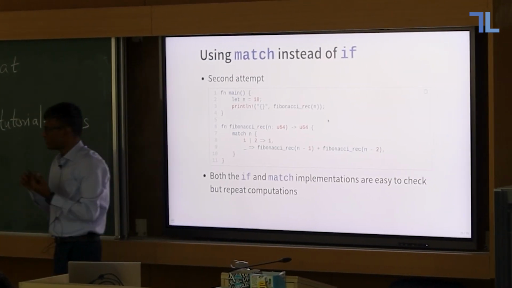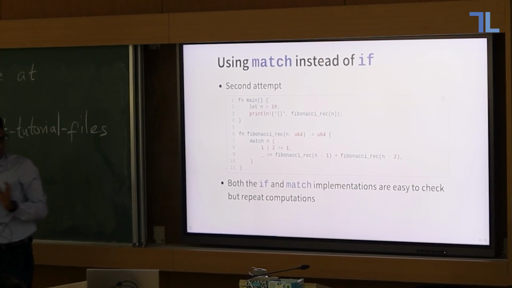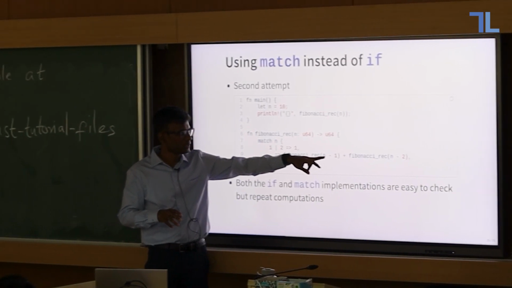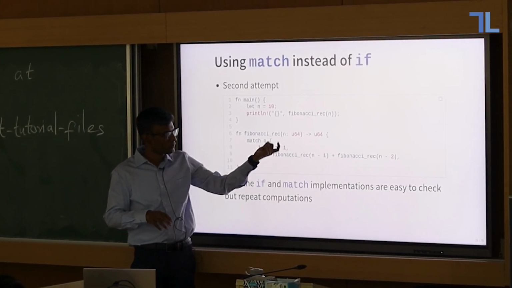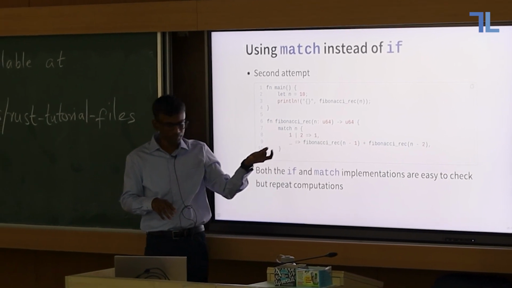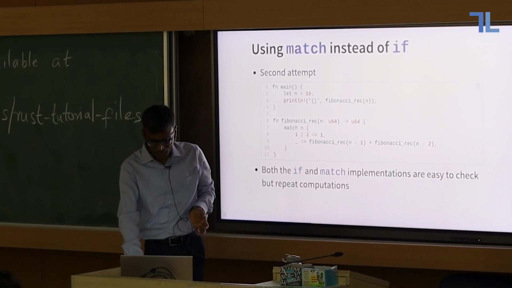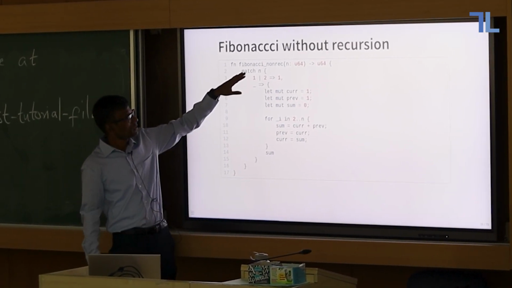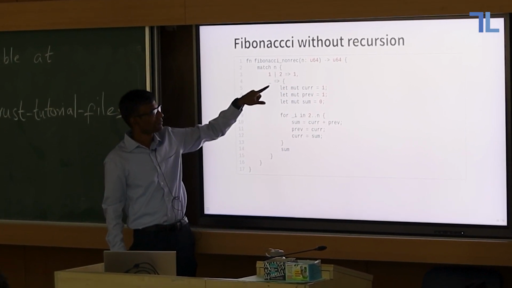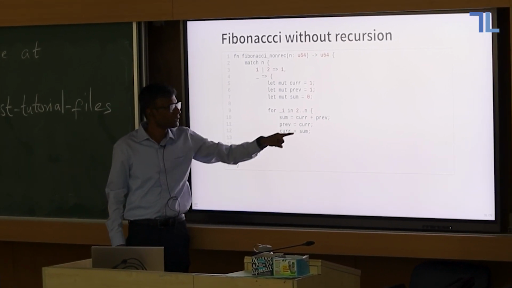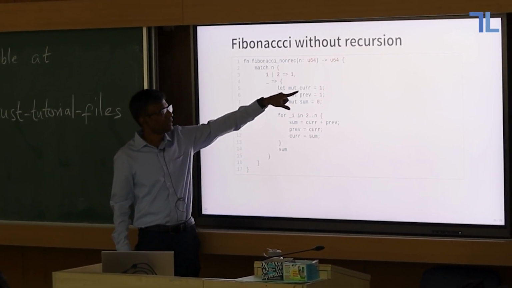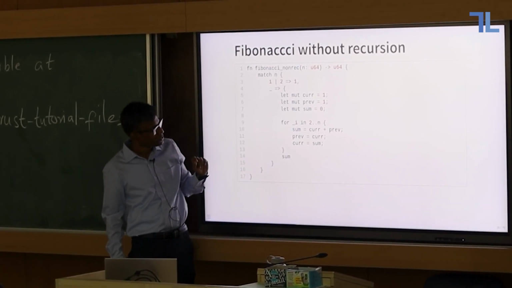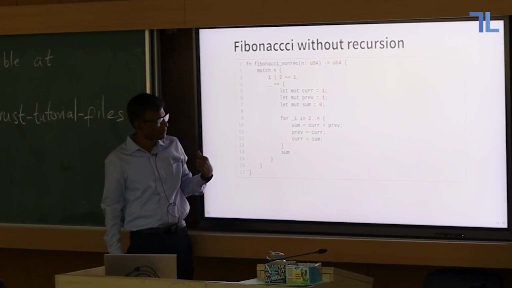Both of these implementations are easy to check because they're very similar to the formula, but they repeat computations, because when you are computing Fibonacci of n-1, you will also compute Fibonacci of n-2 in the recursive call. So this is not efficient. So let's try a non-recursive, iterative implementation. Again, you have a match, base case, and if it is a wildcard, then you run a loop from 2 to n. I have the current value as 1, previous value as 1, and the sum as 0, and I run something n-2 times, and I calculate the value of the Fibonacci sequence.